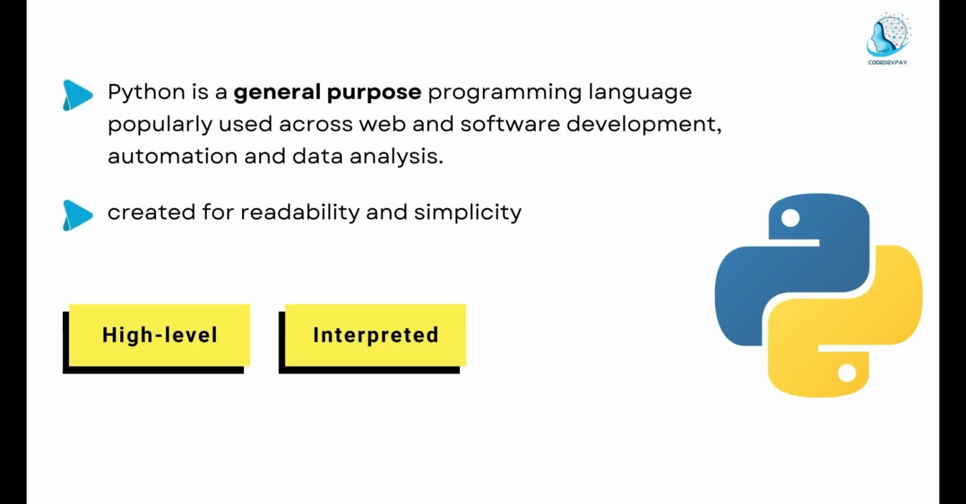Python is a general purpose programming language popularly used in web and software development, automation, and data analysis. Now, the highlighted keyword here, general purpose, means Python can be used for various fields. So that's why we've mentioned web and software development, automation, data analysis. There are other fields that we can use Python that we'll come to later. Let's look at some of the features of Python.